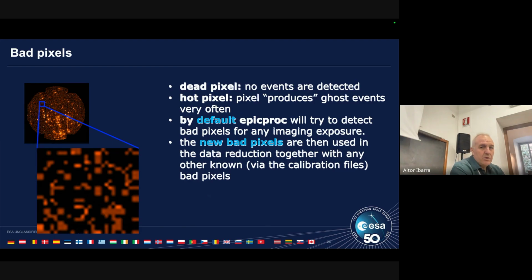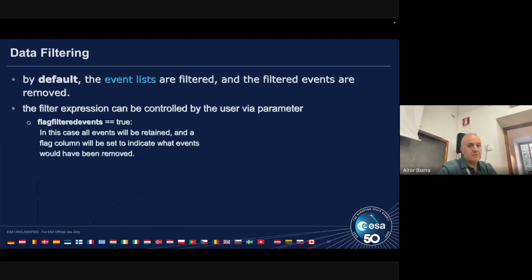Bad pixels, just a few words. In principle, you don't have to worry about the bad pixels. It does it automatically, but we have three different bad pixel levels: the ones that are rejected on board, the ones that are marked as bad in some calibration files, and the ones that are detected during the execution, because sometimes you have bright pixels that suddenly appear. All these computations are done automatically, and the information is also stored in the event file in case you want to check and see what is going on.